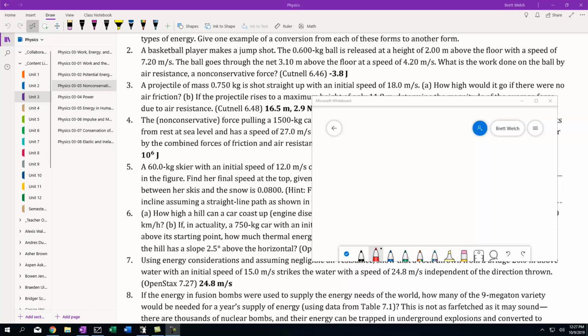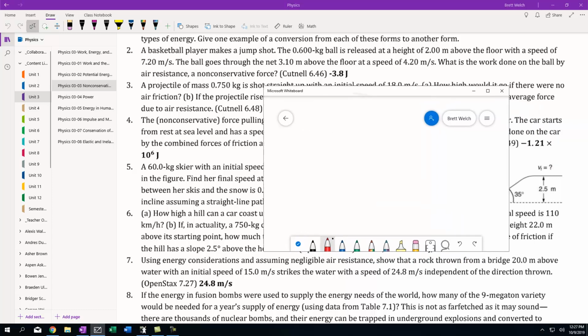Okay, so this will be the help for 3.3, where we're talking about conservation of energy problems and more specifically the non-conservative forces and how that impacts the situation. You guys are doing 2, 3, 4, and 5. I'm just going to go through and work on the setup for 4 and the setup for 5. I'm assuming you can work through 2 and 3, but you'll see how that goes.